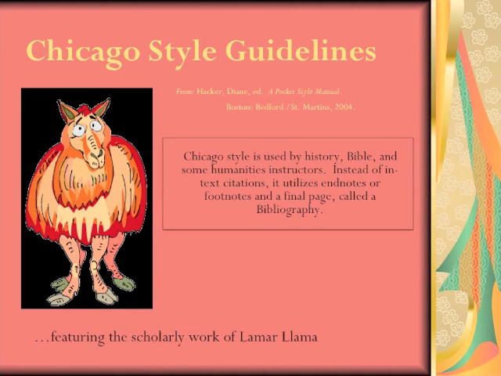And now on to Chicago style. So the third style we've learned today, and as I mentioned before in class, this is the style that's most used for classes in history, Bible, and occasionally some humanities instructors will use it as well. With MLA, if you recall, we had a works cited page, and with APA we had a references page. For Chicago style, you have a bibliography.